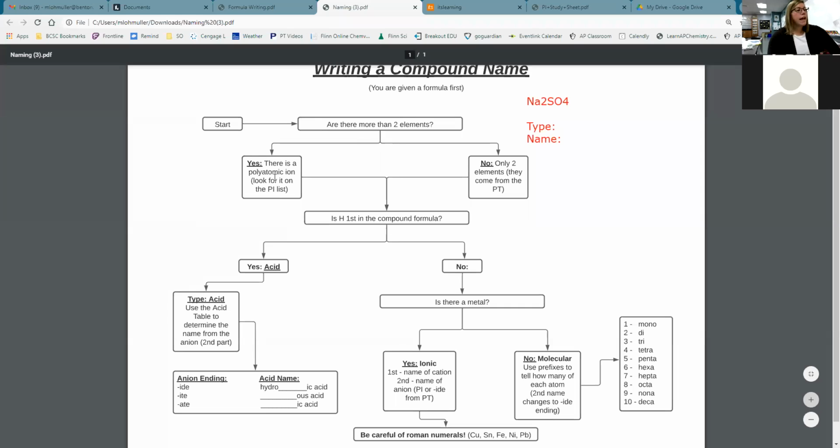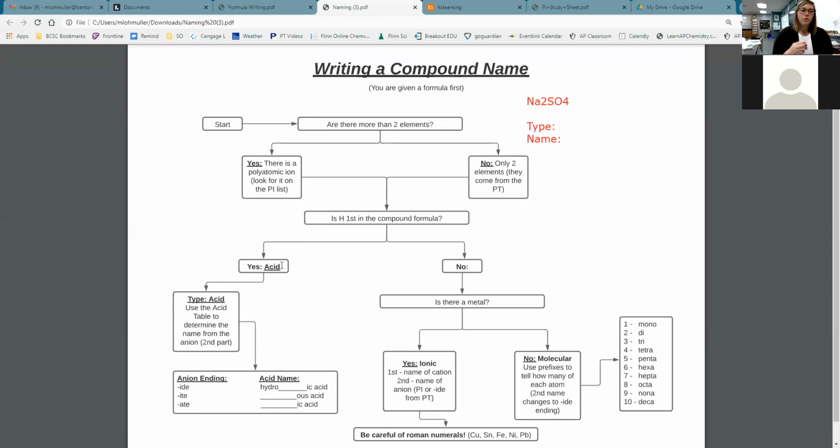Okay, then after we figure out if we have the polyatomic ion or not, this is where we start figuring out what type of compound it is to name it correctly. So the next question is: is H in the compound formula? Is it first? If H is first, then that means the type of compound is an acid. That is a direct way to tell that it is an acid, when you have that cation is hydrogen, okay?